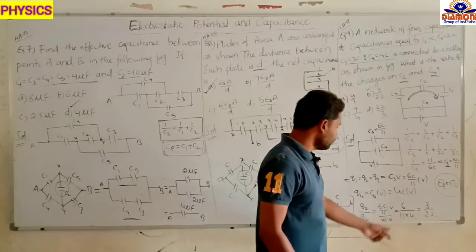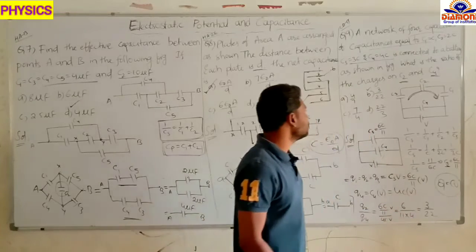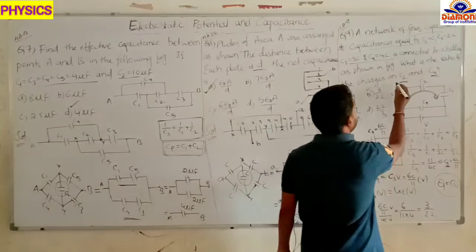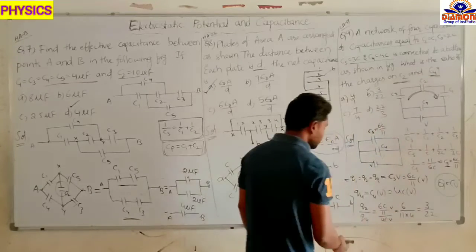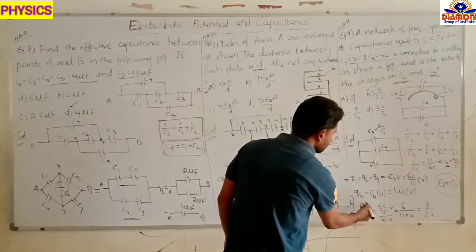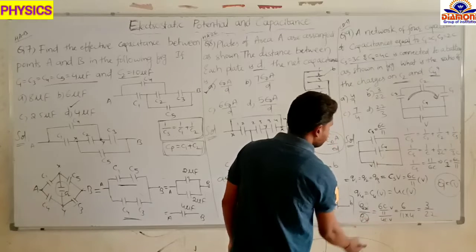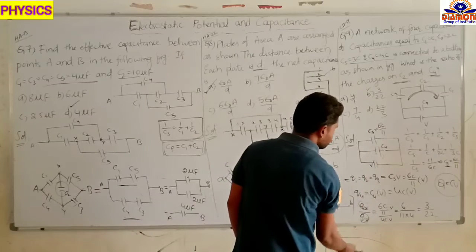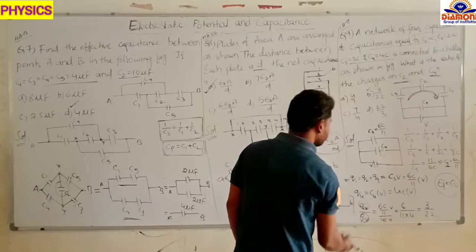So V. Now we have 4C into V. They are asking the ratio of charges on C2 to C4. That means the charge on C2 is Q2, the charge on C4 is Q4. Q2 by Q4 we have to find.